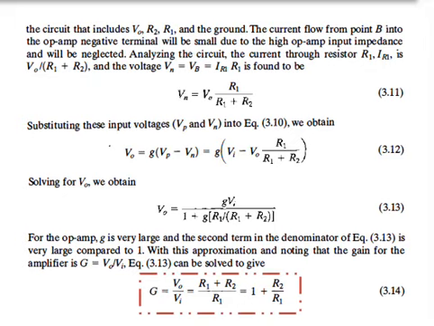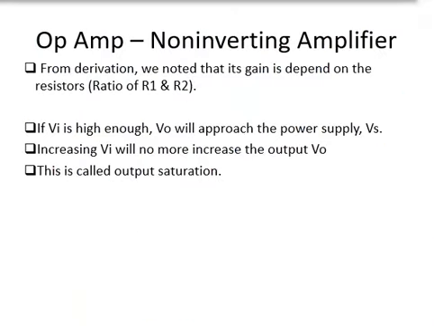This slide shows the gain derivation for the non-inverting amplifier. The degree of amplification G for the non-inverting amplifier is given by G equal to V0 over Vi equal to R1 plus R2 over R1. Therefore, G for the non-inverting amplifier is equal to 1 plus R2 over R1. From the derivation, we note that its gain depends on the resistor ratio of R1 and R2.